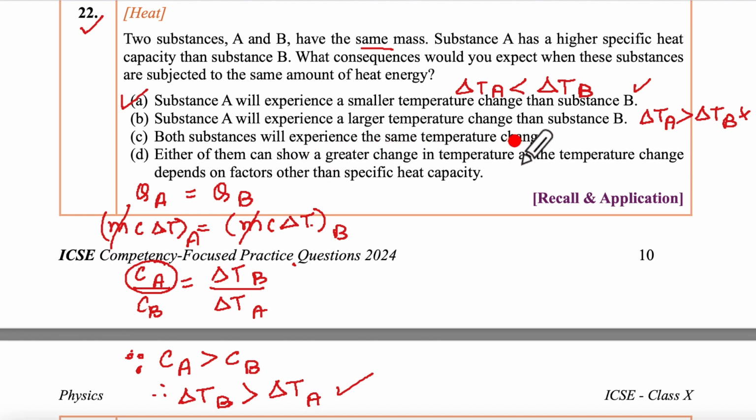Both will have the same temperature change? No, definitely you can see there is no equality here. Either of them will show greater change of temperature as the temperature change depends upon factors other than specific heat capacity is not true, because here we see temperature change is dependent upon the SHC, because C of A upon C of B is equal to delta T of B upon delta T of A. Definitely SHC plays a major part in determining which one will show greater rise or fall in temperature. So correct option is A.